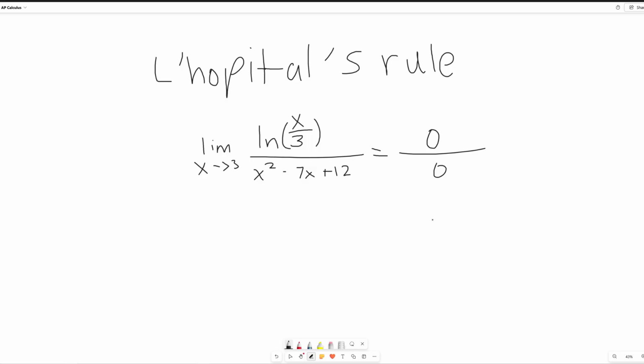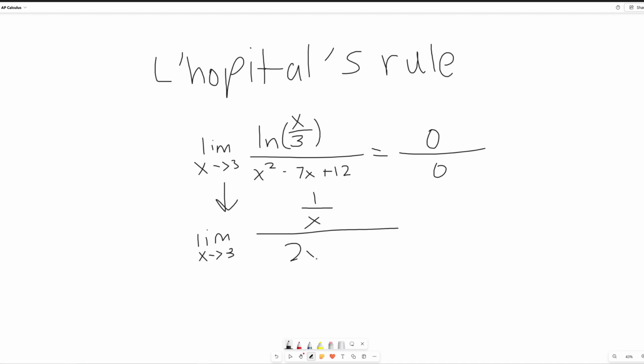Alright? Do not forget this. This is the most important thing that people very often forget, and I'm going to keep reiterating it. So, now we can say that the limit as x approaches 3 of the derivative of ln of x over 3 is just going to be 1 over x. We went over that in a previous video.